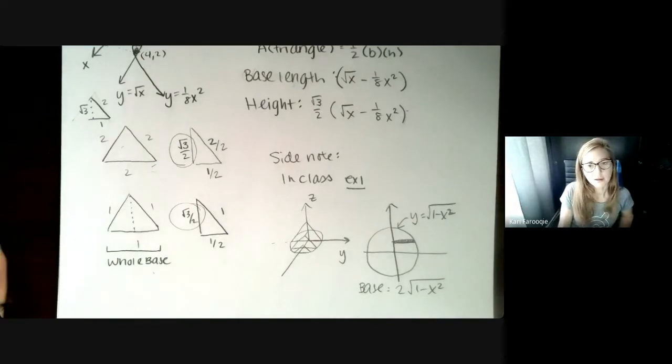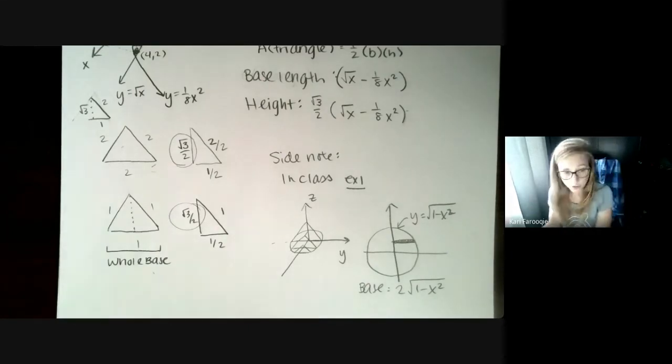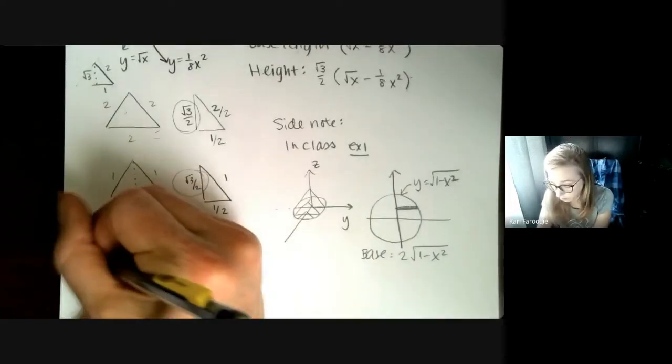Okay. But that's the big difference. In general, when you're talking about equilateral triangles, the height is always going to be root 3 over 2 times the base length. So maybe you want to write that as a note.